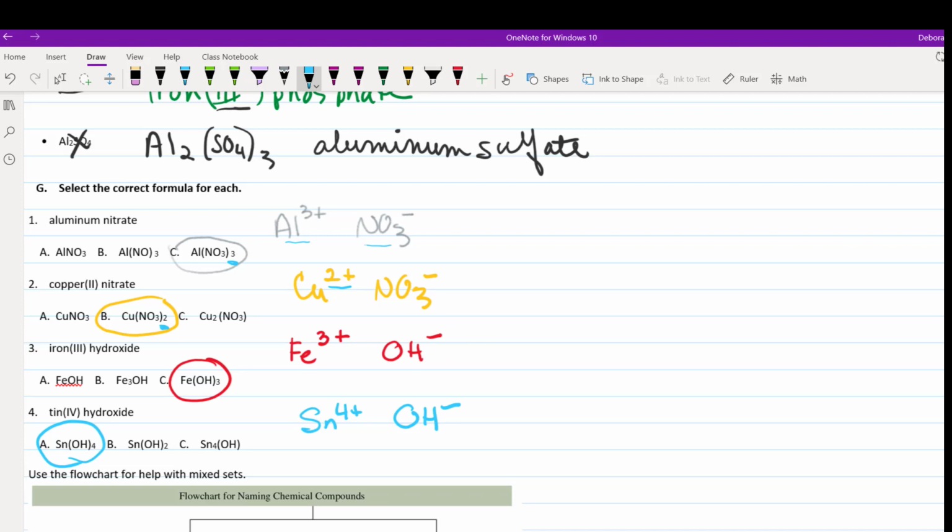Iron 3 hydroxide. Iron has a 3 positive charge because of the Roman numeral. Hydroxide in the list shows me a -1 charge, and I need parentheses around the OH to show that I need 3 of those, each at a -1, to balance off 1 iron ion at a +3. And last, the tin 4 hydroxide, OH is still -1. The tin has a 4 positive charge. So again, I'm going to wrap that hydroxide ion in parentheses and put a 4 outside to show 4 hydroxides, each at a -1, to balance the positive 4 on tin.